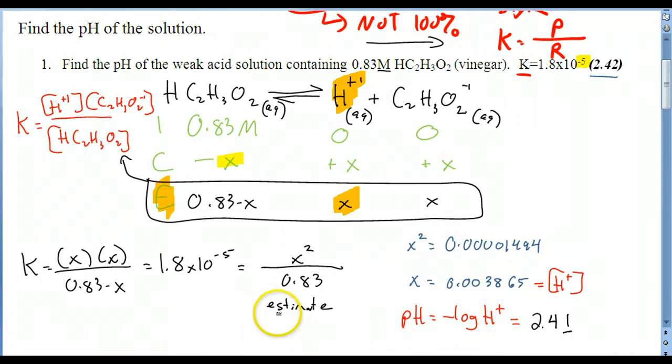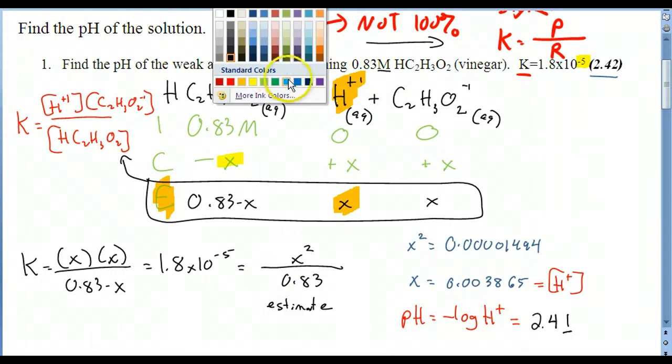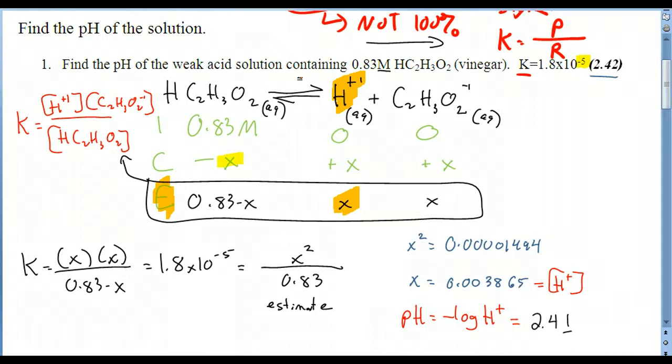Now, if you want to go back and validate the estimation, you certainly can. X divided by 0.83, what percentage is that? It won't be too hard to do. So 0.003865 divided by 0.83. Convert that to a percentage, and you get 0.46%. And so that's a very small number.